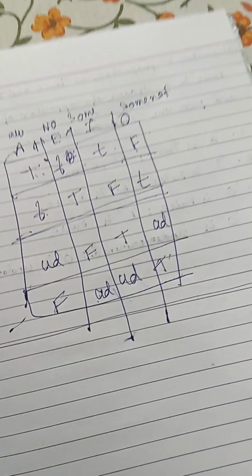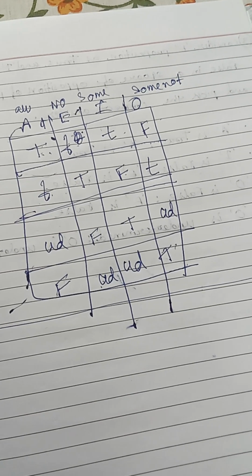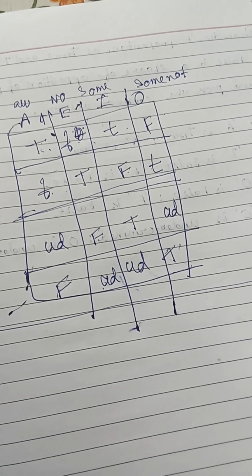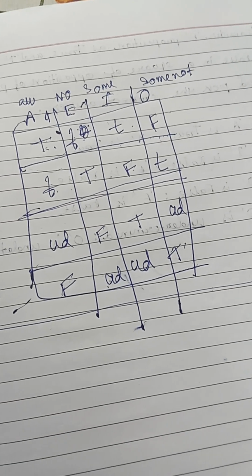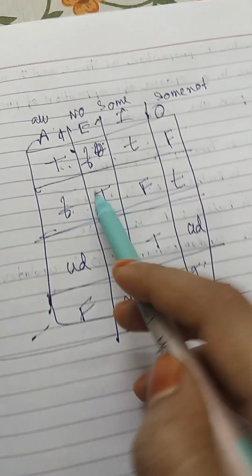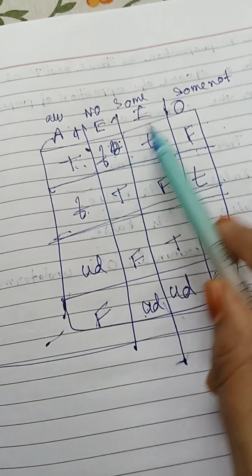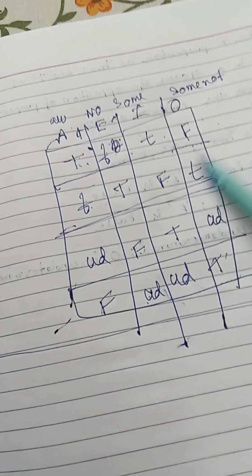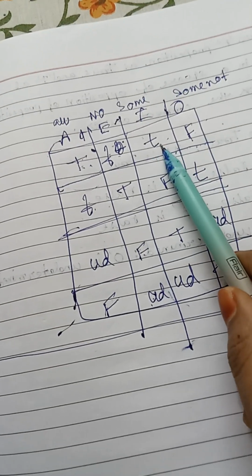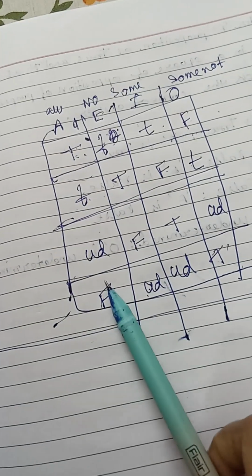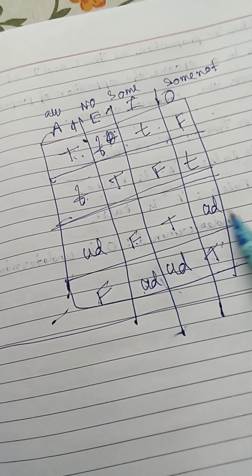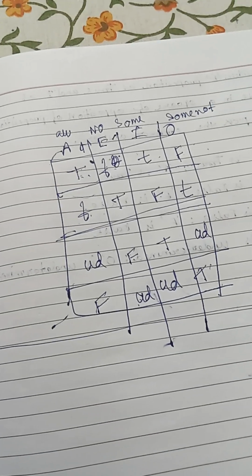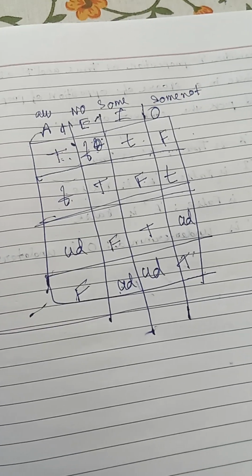Okay, so this is the trick. The first two or three times you will see that it is difficult, but after four or five times it will come easily. Just write A, E, I, O, and then diagonally write T and F, and fill the first half with T and F. The second half is just undetermined. Where is the empty place? Now we will solve the question using this trick.